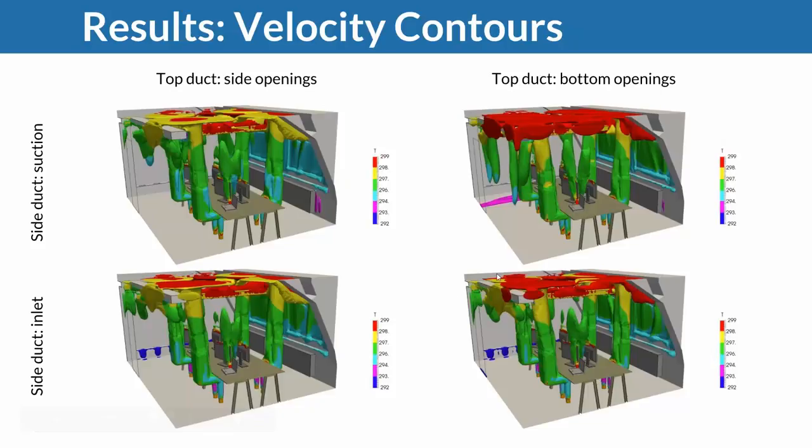This is another visualization. This time I am plotting contours of velocity. So this is, as far as I remember, 0.5 meters per second. So rather slow, but this is how the air will be rising up or moving. And this is colored by temperature once again. So we can see the stratification actually taking place and having an effect on the thermal comfort inside our office.